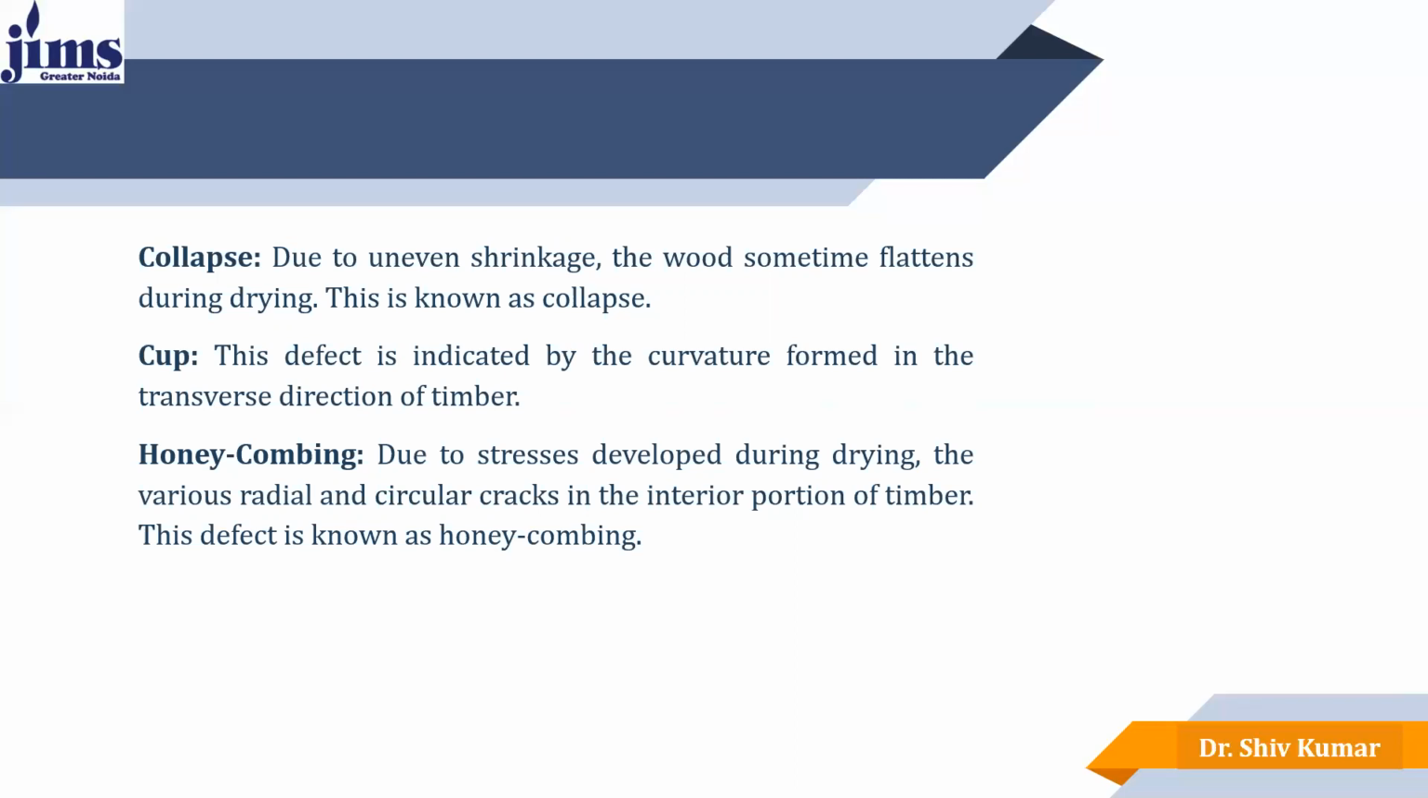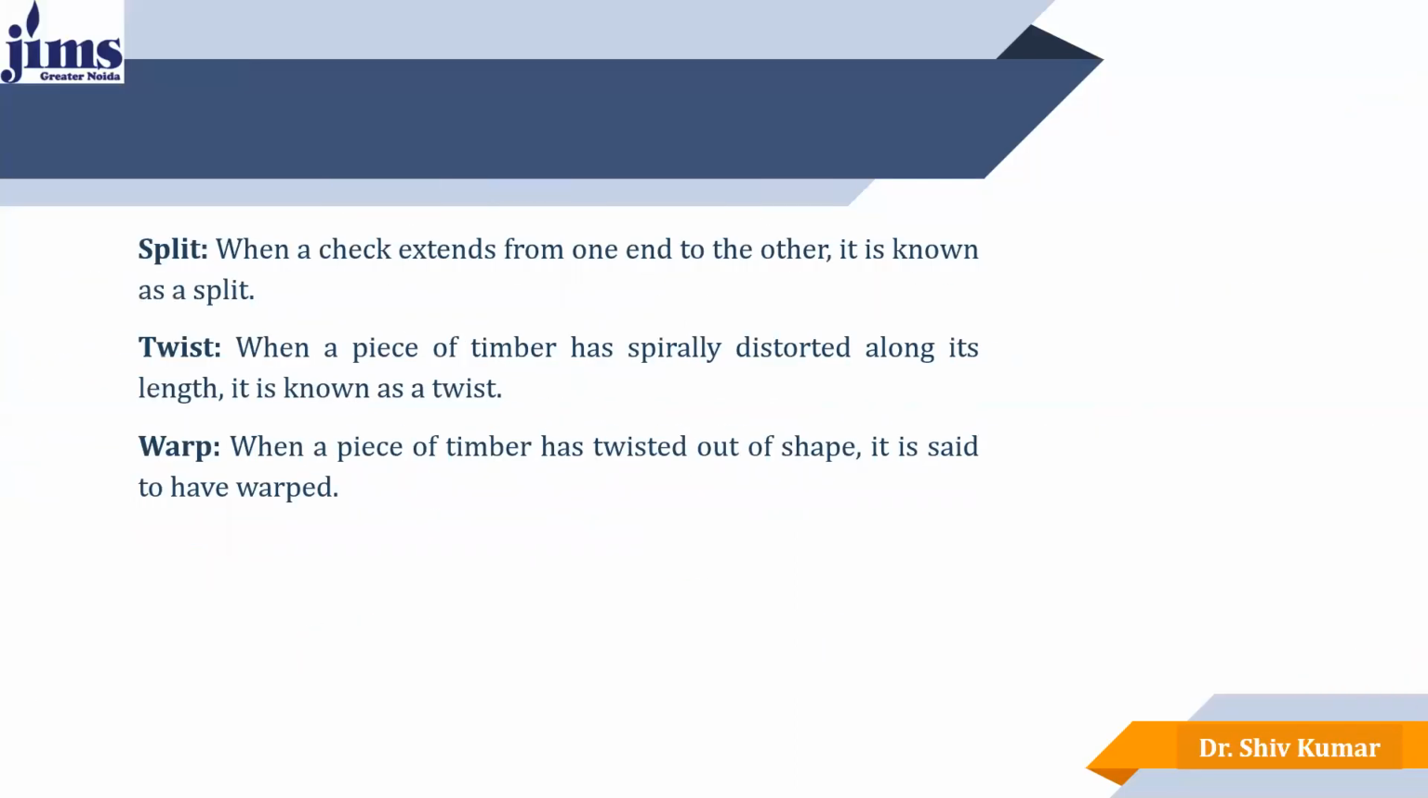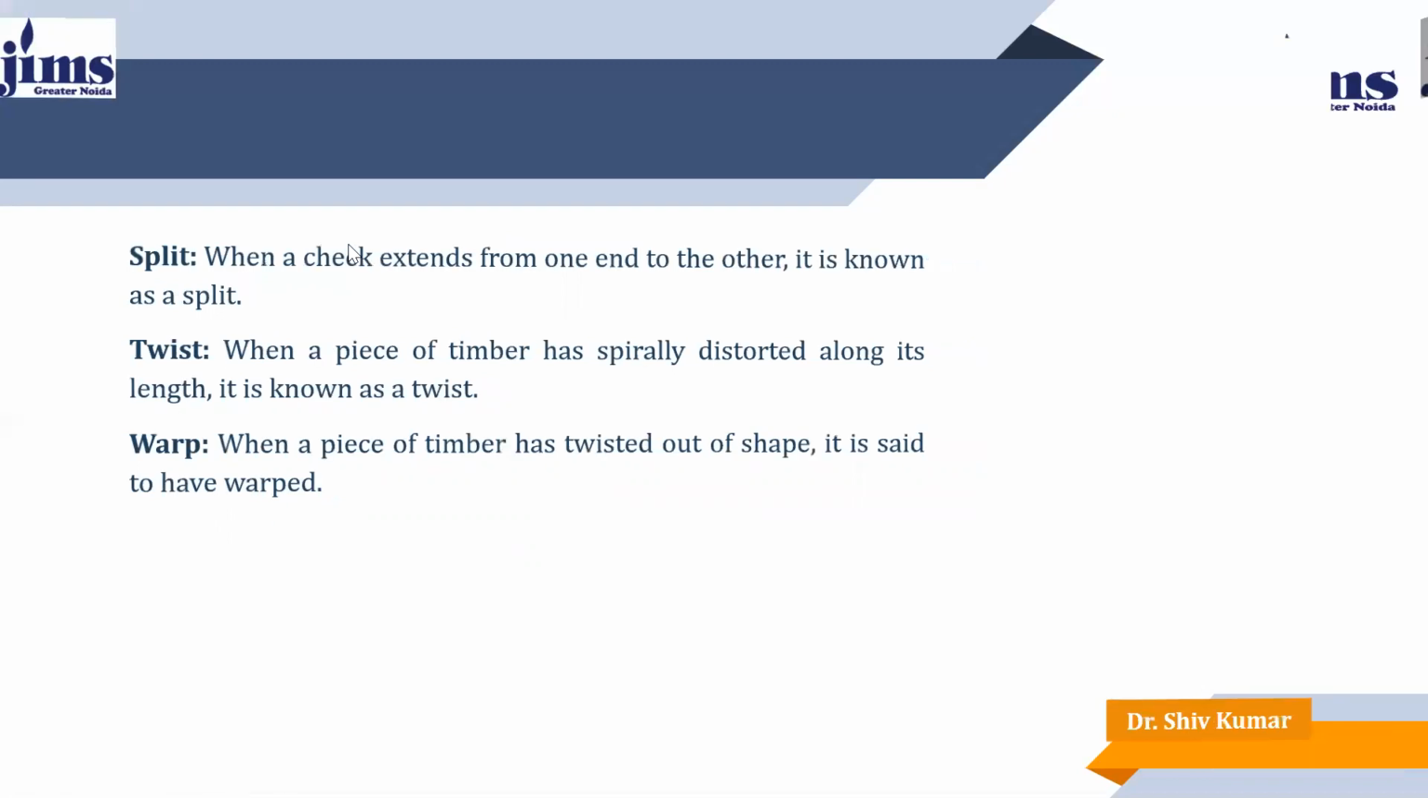Due to stress developing during drying, various radial and circular cracks appear in the interior portion of the timber. This defect is known as honeycombing. Split. When a check extends from one end to the other, it is known as a split. Twist. When a piece of timber has spirally distorted along its length, it is known as twist. Warp. When a piece of timber has twisted out of shape, it is said to be warped.